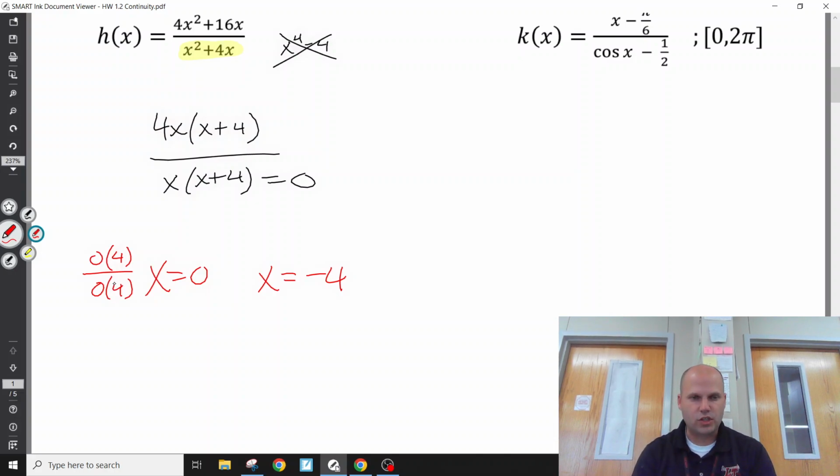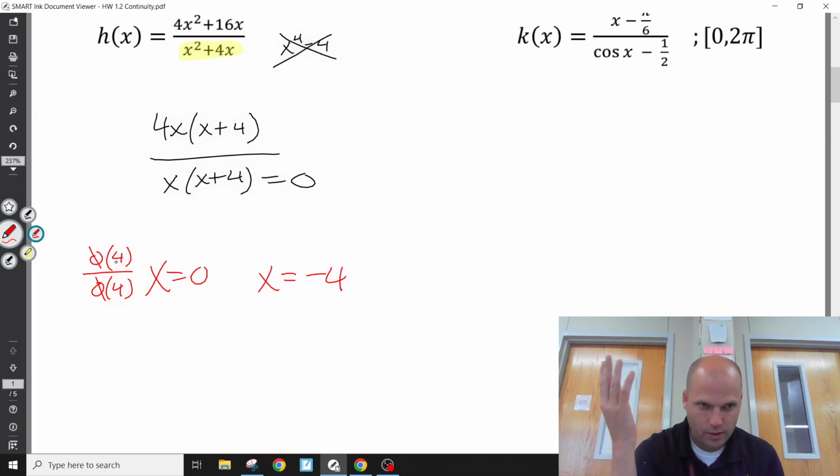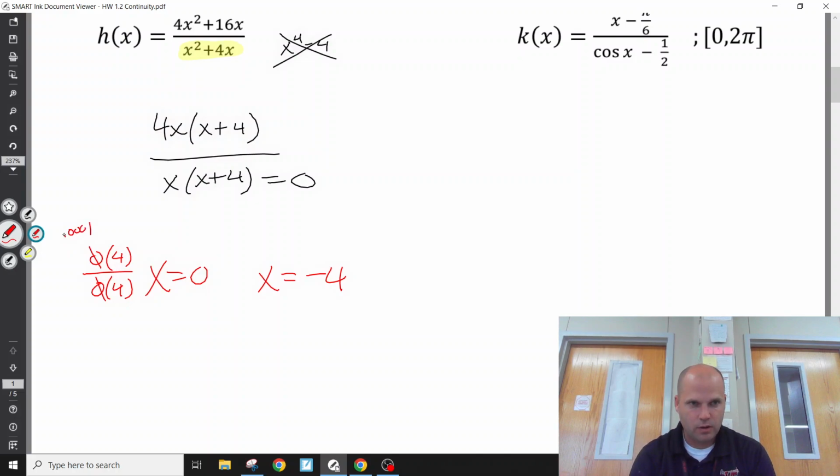Whoa, this is crazy. If I plug in 0, I get 0 times 4 over 0 times 4. Zeros would cancel. 1 over 1. 4 over 4 is 1. Think about this. You'd have a very small value close to 0. You have something close to 4 divided by something close to 4. That's 1. Boom. You have a removable discontinuity and its location is 0, 1.